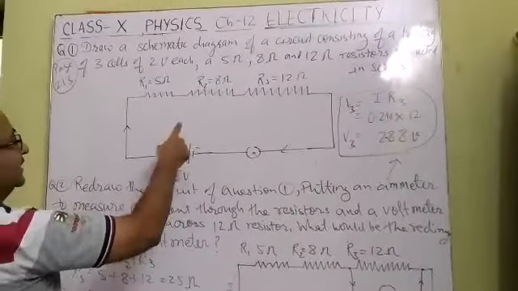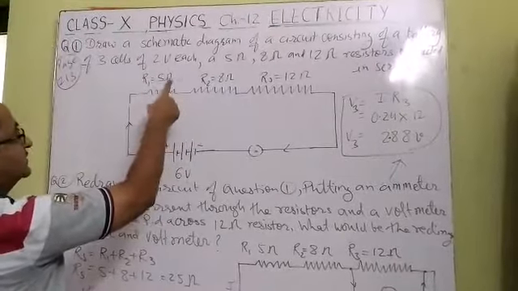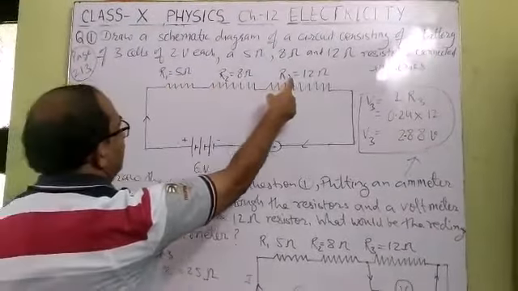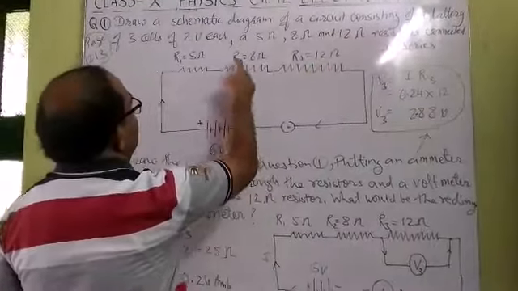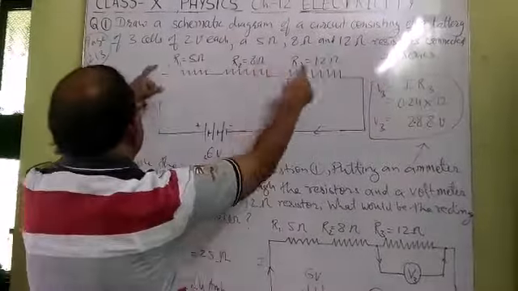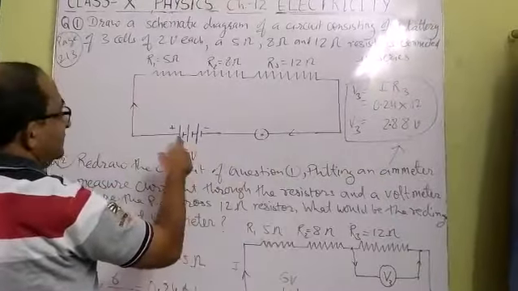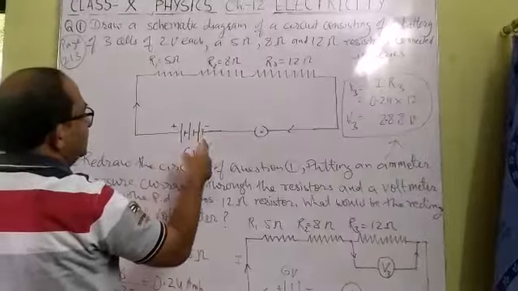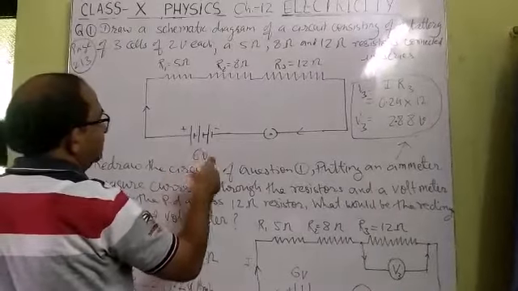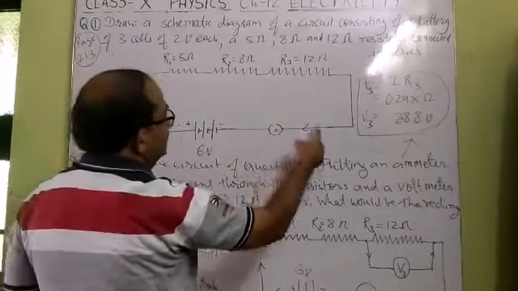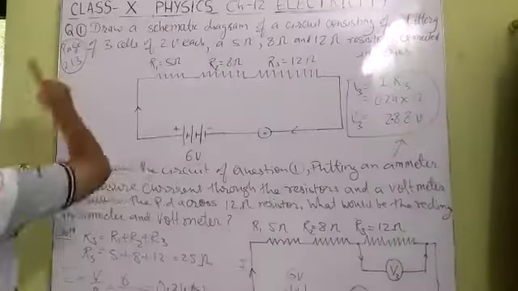You can draw the diagram by using 3 resistors, 5 ohm, 8 ohm and 12 ohm, R1, R2, R3, which are connected in series, and a battery. Each cell has 2 volts, so a 3 cell battery will be equal to 6 volt. It's a key. So this is the answer of question number 1.